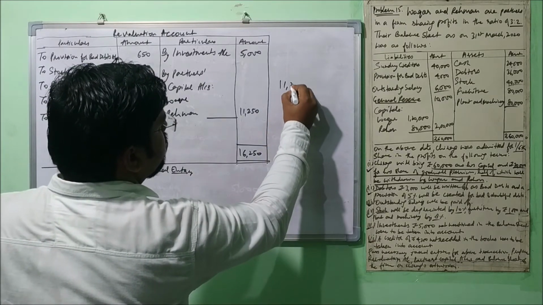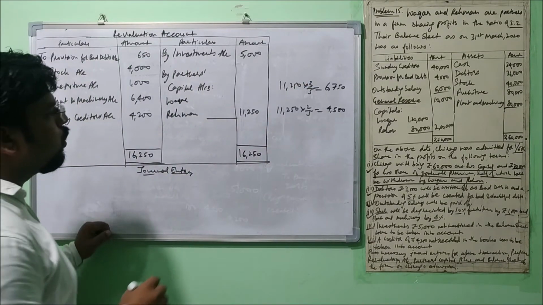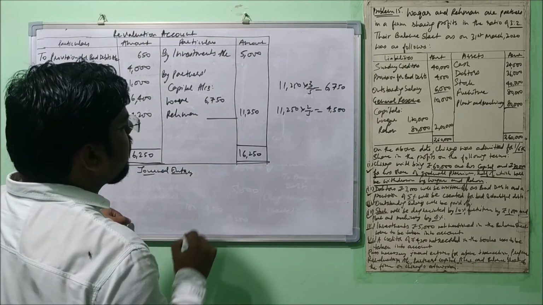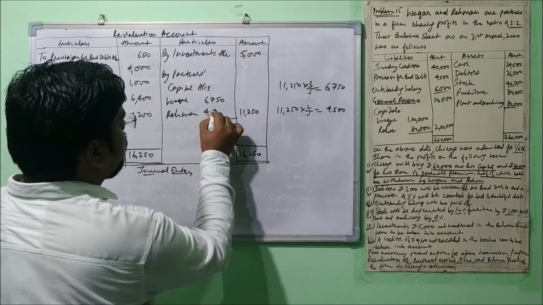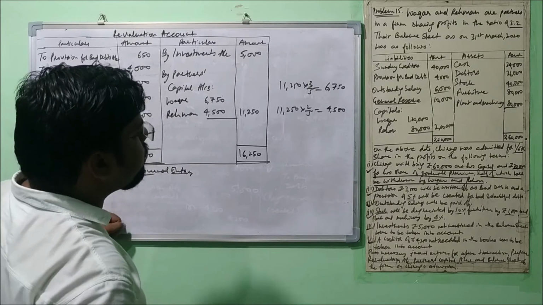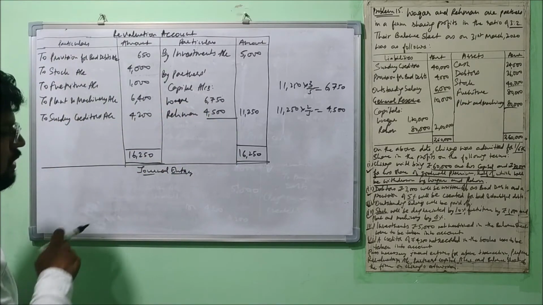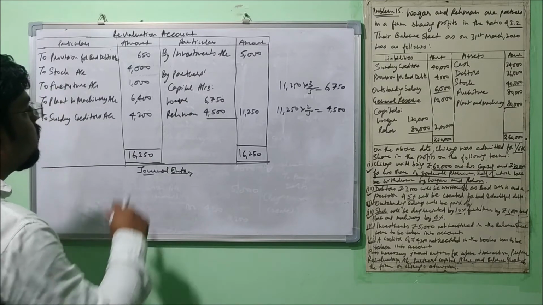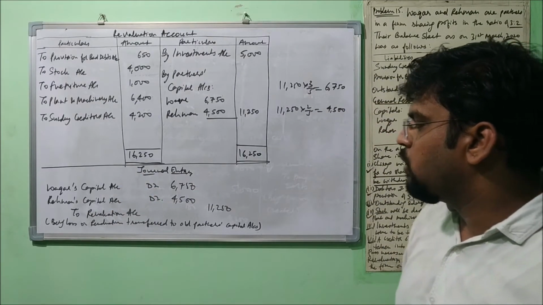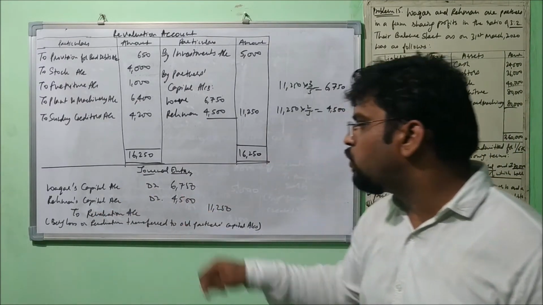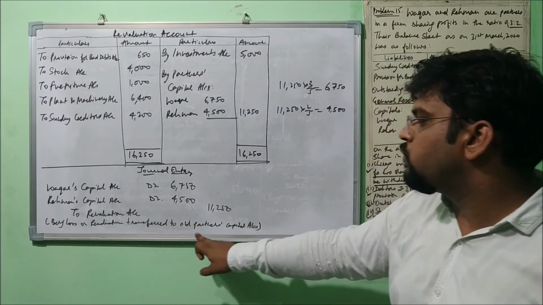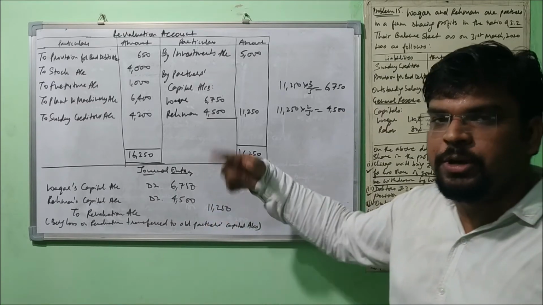You can do it like this. So Vakar is going to bear 6,750, and Rahman is going to bear 4,500. Fine, in total they both are bearing 11,250 loss. So this entry will be passed here, the entry I was talking about. What entry will be there? Have a look here. Vakar's capital account debit 6,750, Rahman's capital account debit 4,500, to revaluation account 11,250. Being loss on revaluation transferred to old partners' capital accounts. So this entry will be done in the journal.